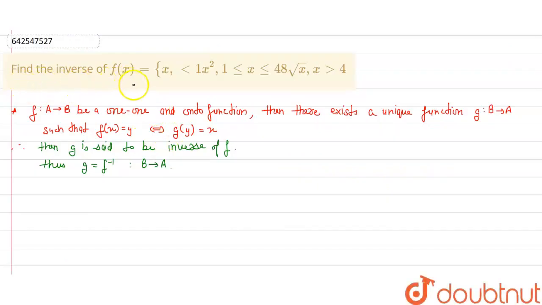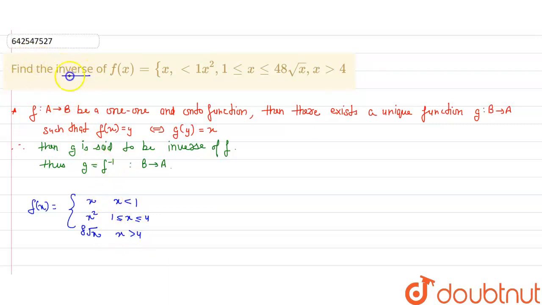So the question is, find the inverse of f(x), where f(x) is equal to x when x is less than 1, x square when x is from 1 to 4, and 8 root x when x is greater than 4.